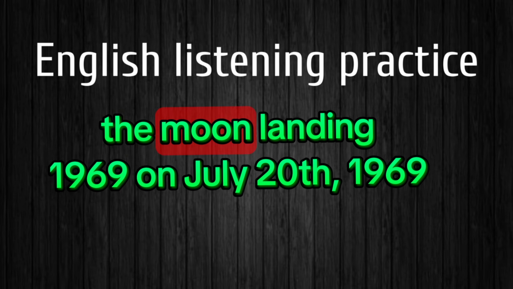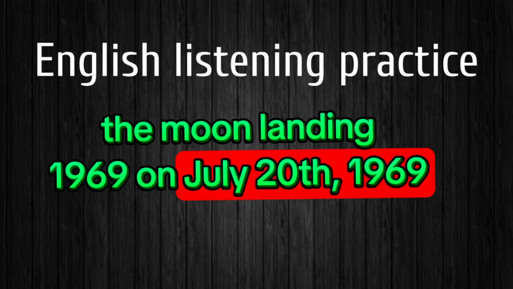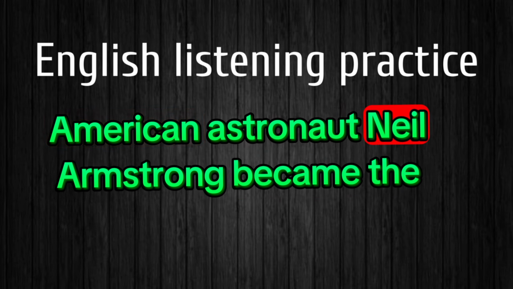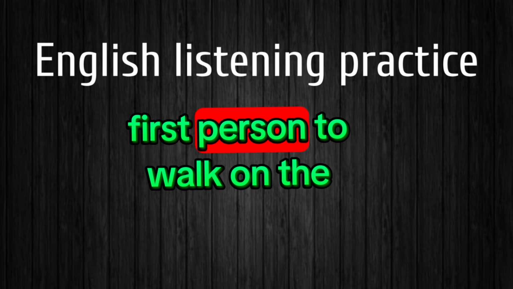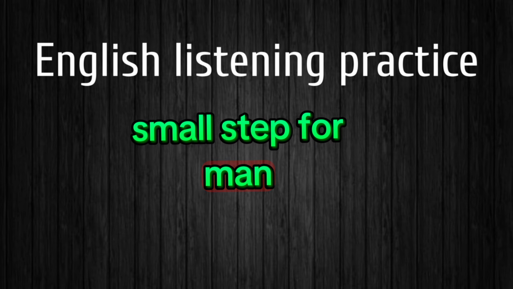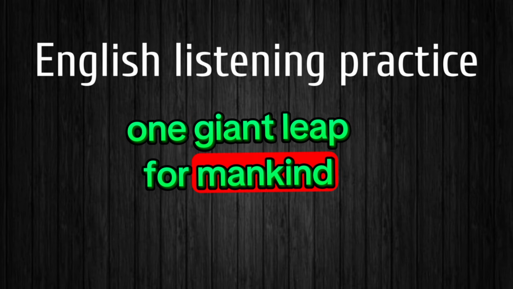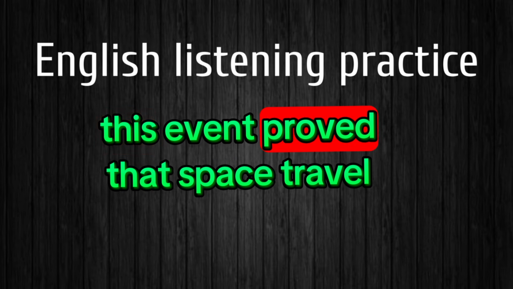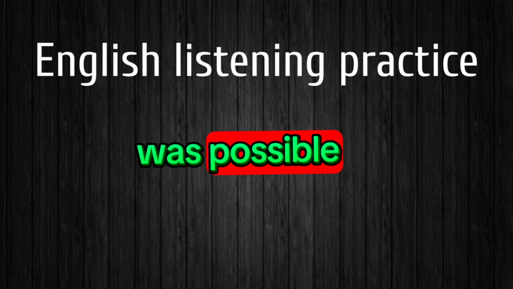6. The Moon Landing, 1969. On July 20, 1969, American astronaut Neil Armstrong became the first person to walk on the moon. His famous words were, "That's one small step for man. One giant leap for mankind." This event proved that space travel was possible.